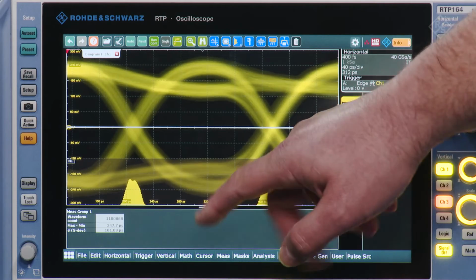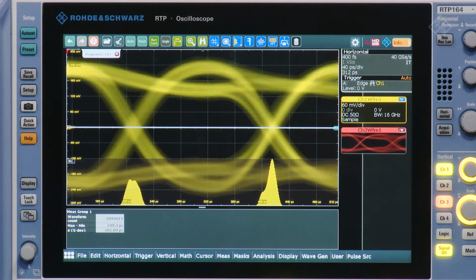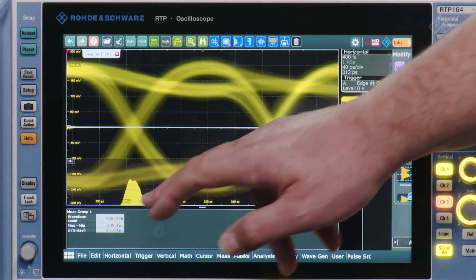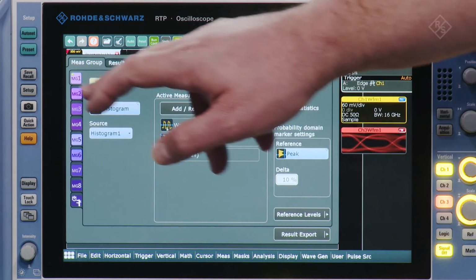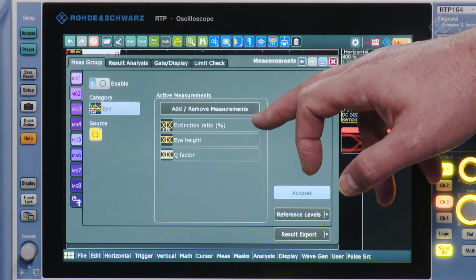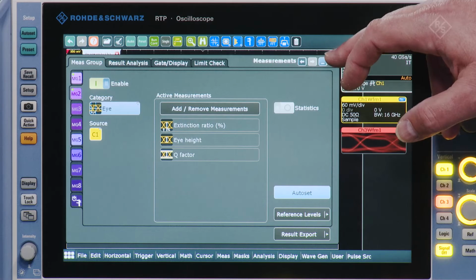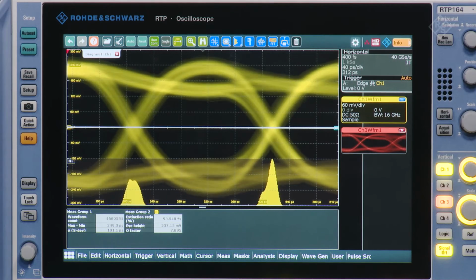And what we're also interested in are the vertical eye closure or eye opening. In order to see that, we go to the next measurement group and enable measurements on the eye pattern. Here I have the extinction ratio, the eye height, and the Q factor, which I will turn on. And you see, for example, the Q factor is about 7.